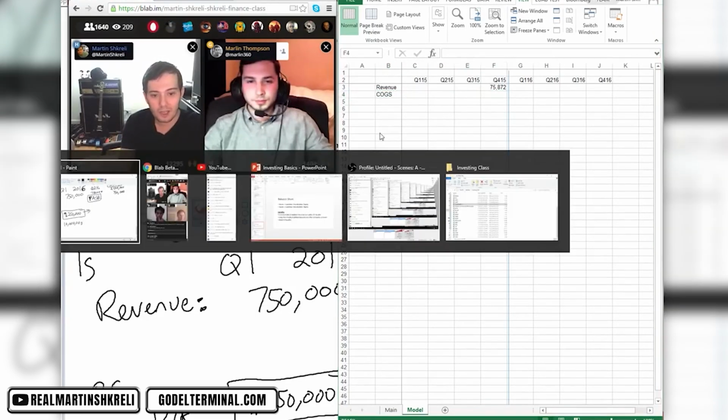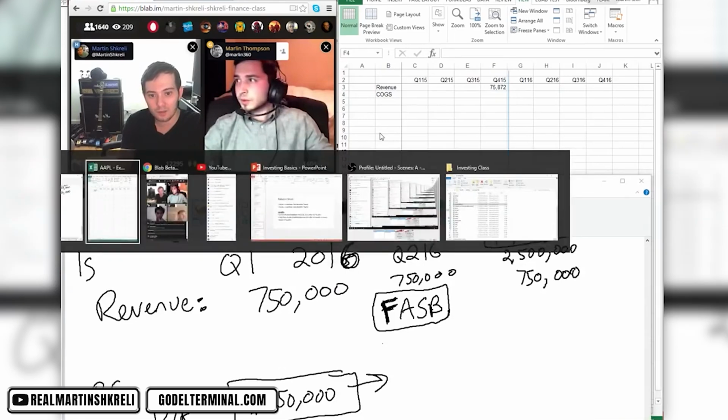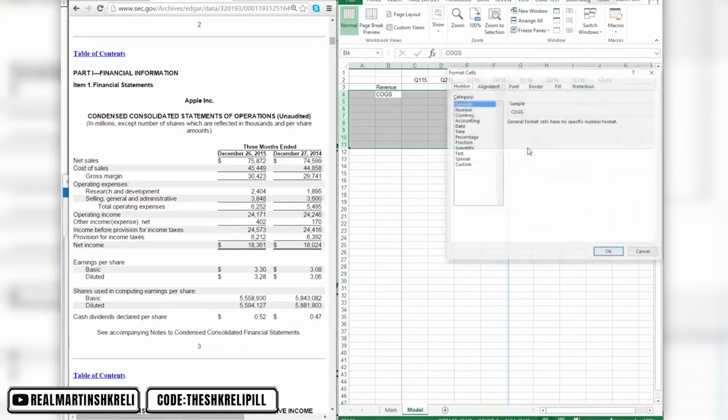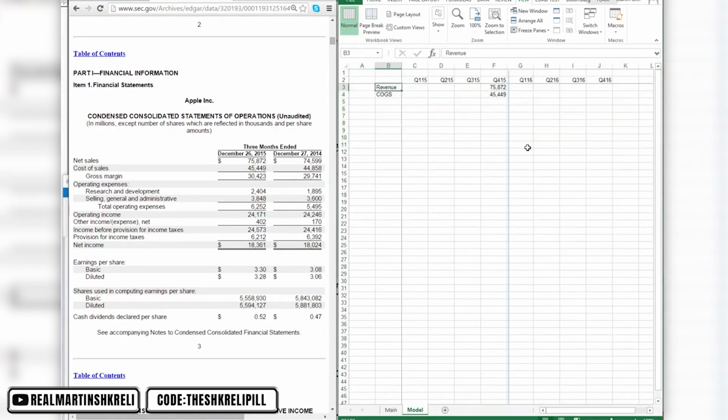All right, so next we have something called COGS, or cost of goods sold. COGS, cost of goods sold, is the cost to make the revenue. So it's literally cost of revenue. So if they sold $75 billion of phones and iTunes and all these things, it cost them $45 billion to make that stuff. So they have a margin left over, and that's called the gross margin.